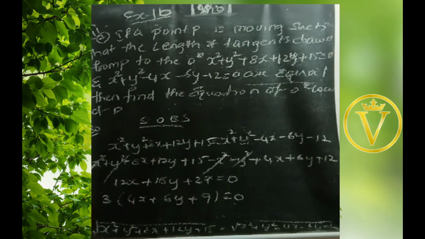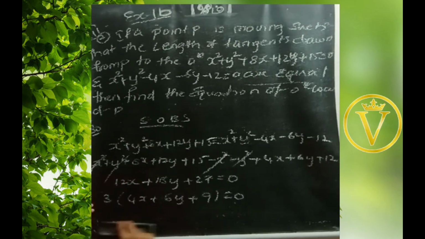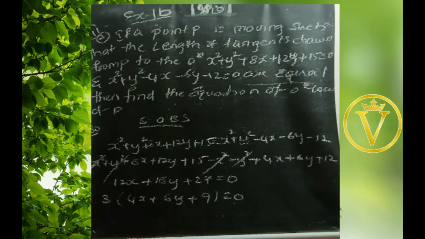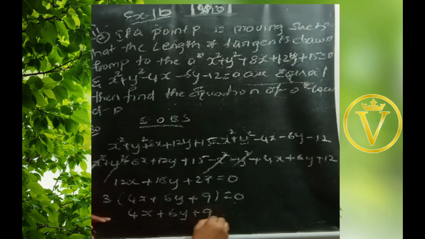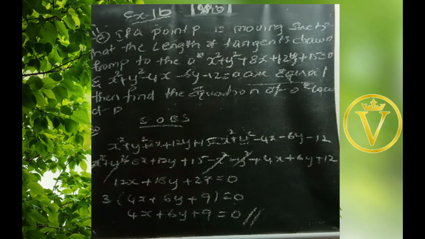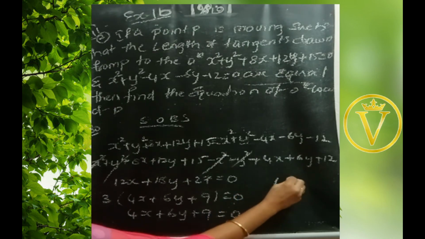Then our equation will be, if 3 goes to that side it means 0. So 4x plus 6y plus 9 equals 0. So this is our locus equation which they have asked in the question. Okay. Now we have completed the 1b.